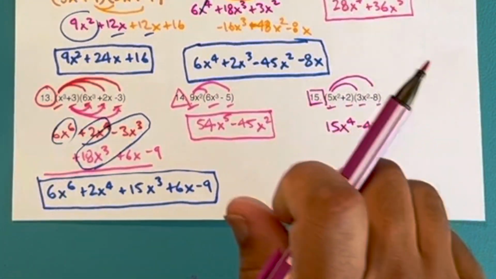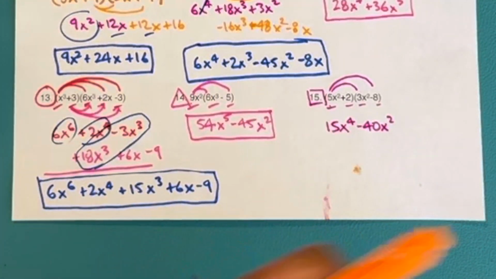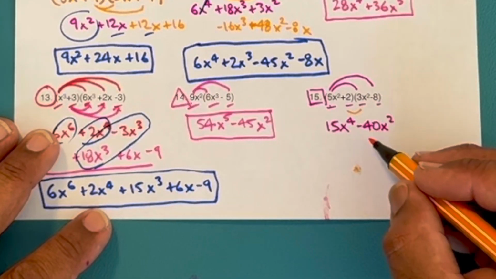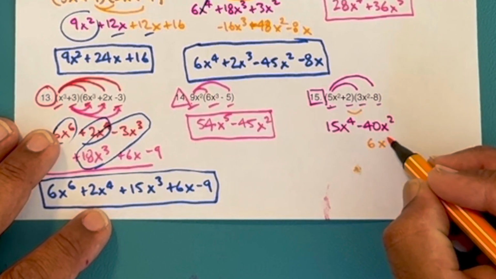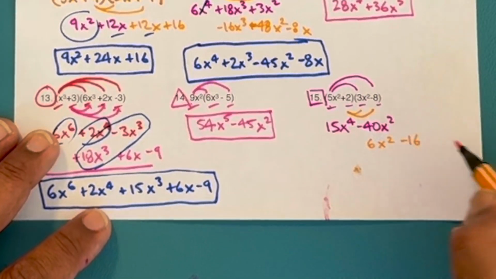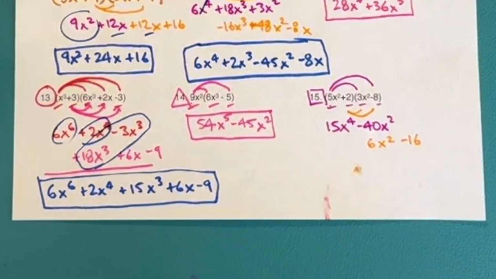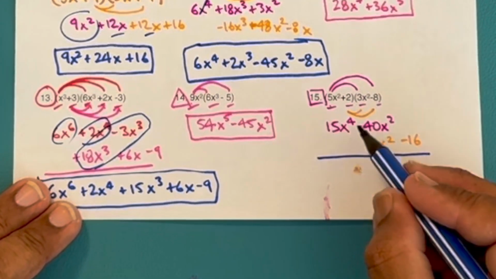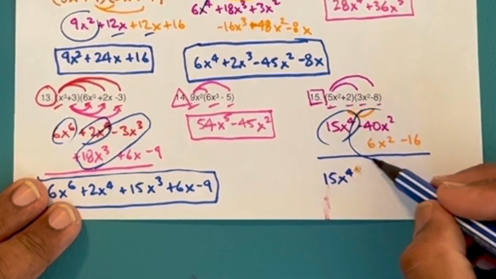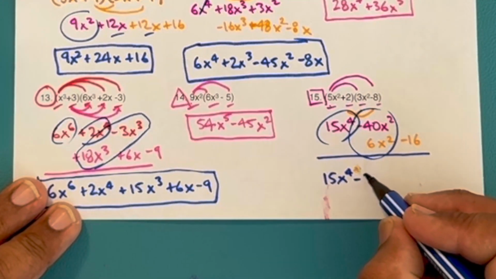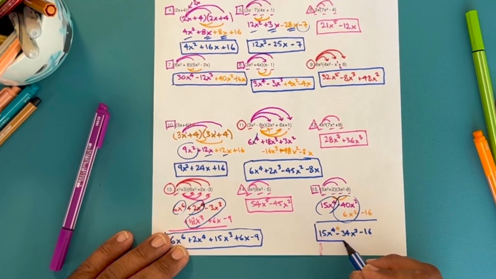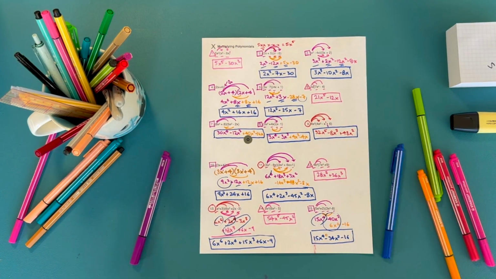Okay. Now we've got 2 times 3x squared. So that is a positive 6x squared. And then 2 times negative 8 is negative 16. I wrote that one kind of in columns again. I saw it coming. So biggest exponent at the front, 15x to the fourth. These I'm going to combine to negative 34x squared. And I've got a negative 16 at the end. All right.